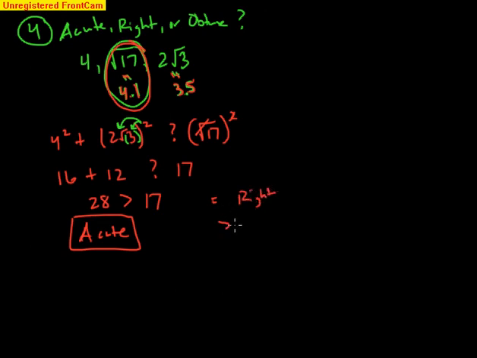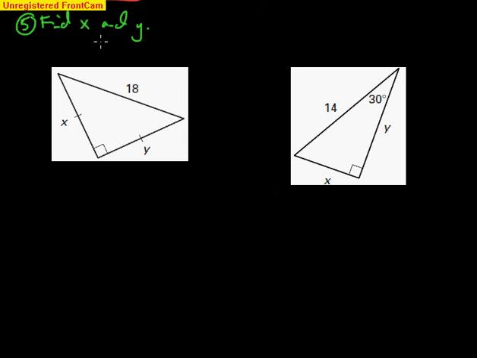And if the two other sides are less than the third side, it's obtuse, because that means the third side is big. All right. So that's an acute, right, or obtuse triangle question. Okay, so here's the next two problems. Find x and y. All right.